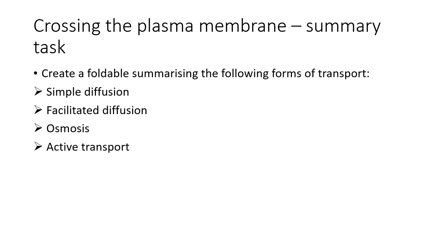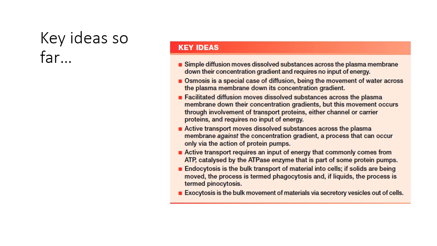As a summary task, I recommend making a foldable summarizing the following types of transport: simple diffusion, facilitated diffusion, osmosis, and active transport. This will be really helpful when it comes to revision. So let's look at our key ideas so far. Simple diffusion moves dissolved substances across the plasma membrane down their concentration gradient and requires no input of energy. Osmosis is a special case of diffusion, being the movement of water across the plasma membrane down its concentration gradient. This is known as the osmotic gradient.